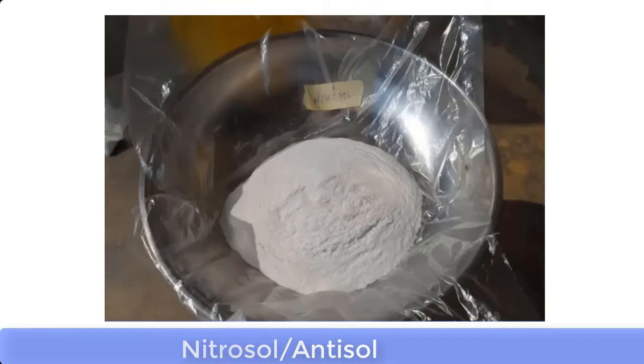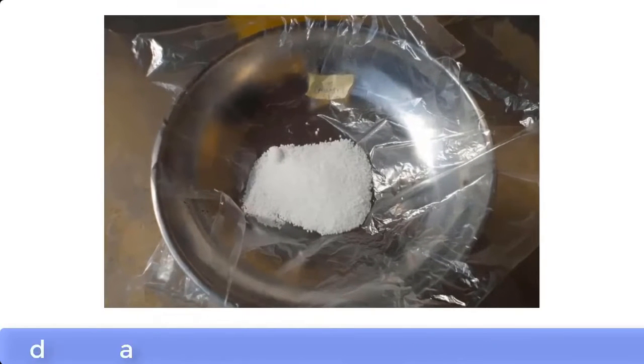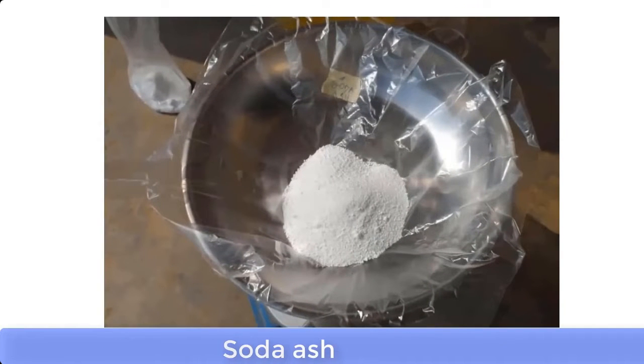The second chemical that will go into the solution of Nitrosol or Antisol is called caustic soda. Caustic soda consists of a crystalline structure similar to that of sugar. And the third chemical that will go into the solution is called soda ash. Soda ash has very coarse crystals and a dirty white color.